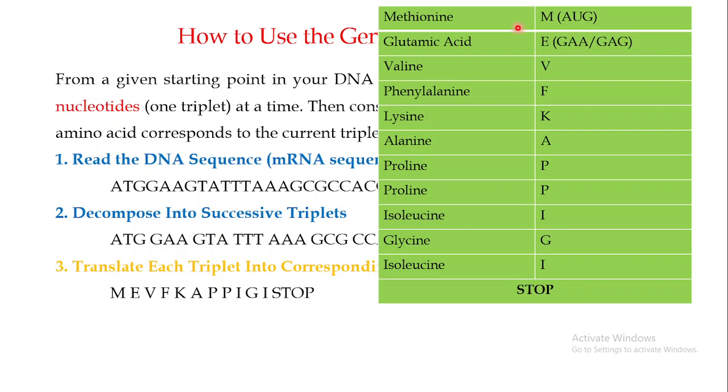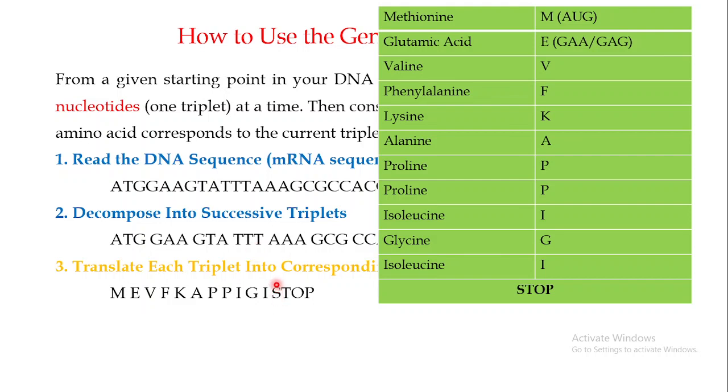This GAA is glutamic acid. If it comes as GAG, this GAG also codes for glutamic acid, because one of the properties of the genetic code table is that it is redundant. By that I mean that more than one codon can code for an amino acid, and this is just one example: glutamic acid is encoded by two codons, GAA and GAG. Then you have GTA, which goes for valine, then phenylalanine, and so on. So if you split it into successive codons, each codon gives you a specific amino acid.